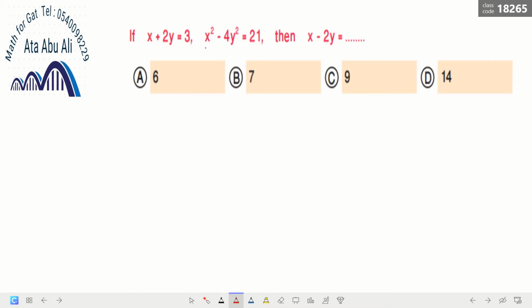As you see here, x squared minus 4y squared is the difference between two squares. That means if I factorize it, it is equal to x minus 2y times x plus 2y.